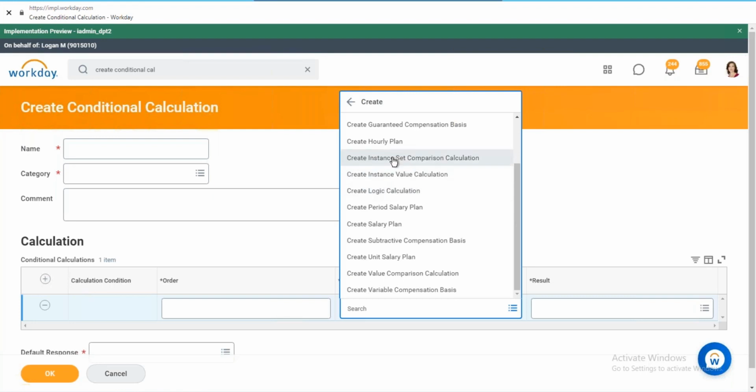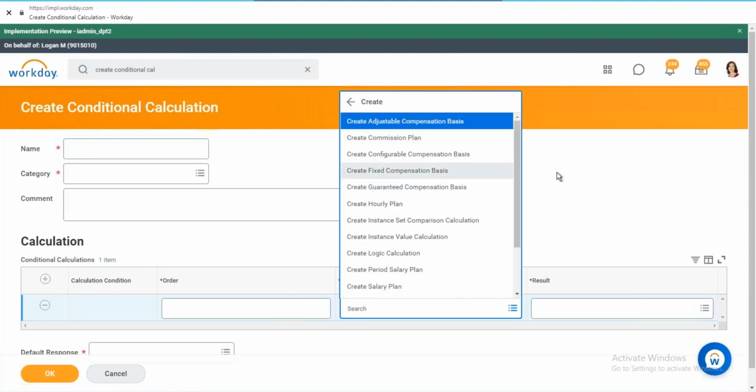Instance set comparison means it is like a true or false condition, or in the selection list. Instance value is a comparison to the value. Logic is and or. Variable compensation basis is based on the compensation basis. So we use these calculations.